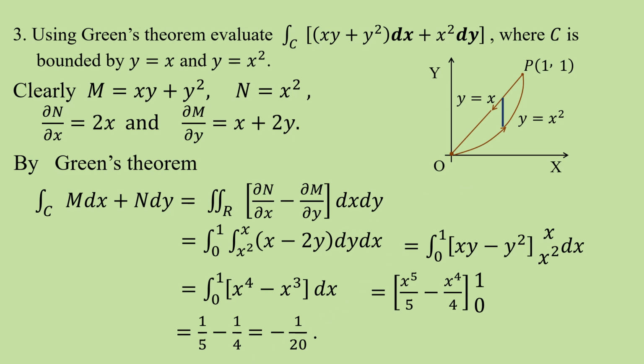If you integrate with respect to x, then it should be along the horizontal strip first, correct? So the lower and upper limits are on the line y equal to x, meaning x equal to y, to x equal to root y. Then the outer limit corresponding to y becomes y equal to 0 up to y equal to 1. Both ways we can do that.